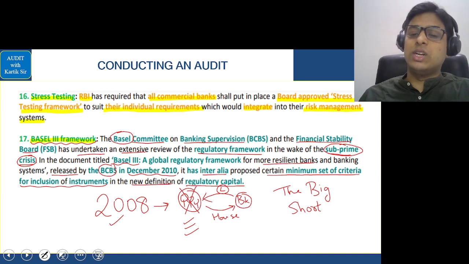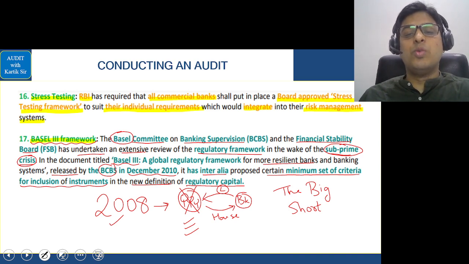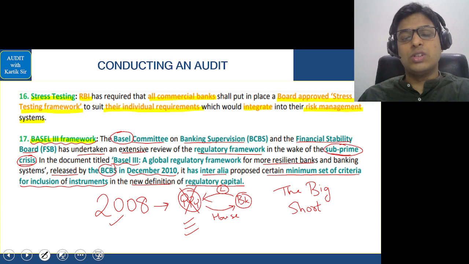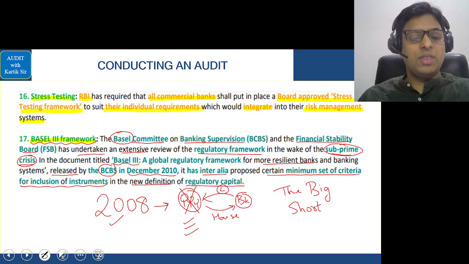Remember the movie The Big Short? It's a very hit movie. This will be a good movie to watch. But there are a lot of things that you need to understand, and you will get to understand in relation to the market when you watch this movie. Okay, so do watch it. Comfortable till here? Okay, that is point number 17.